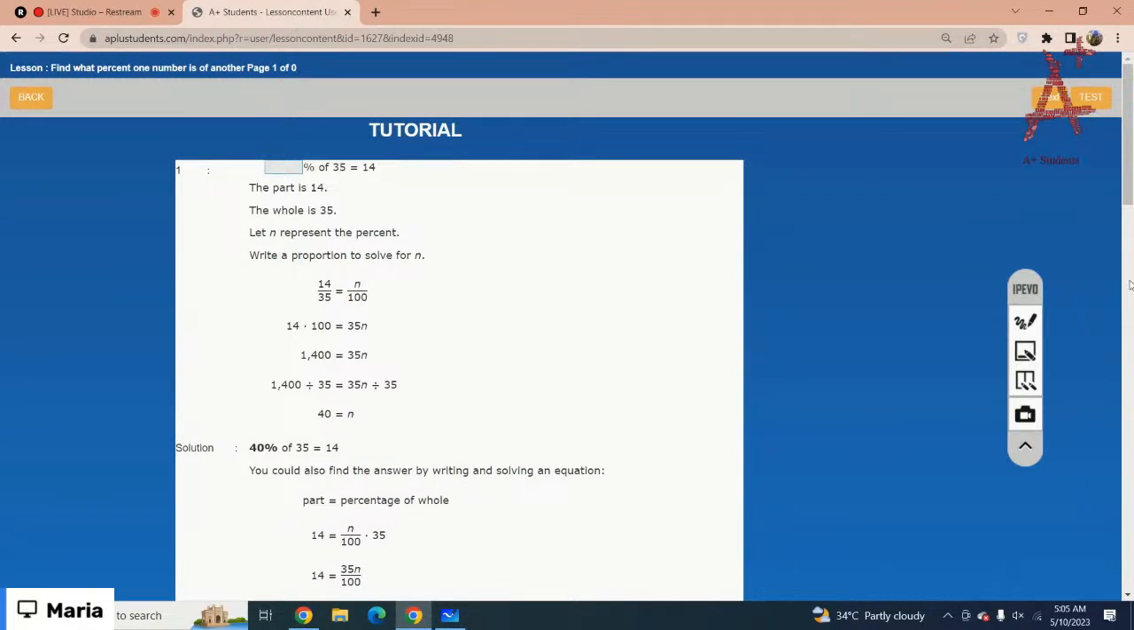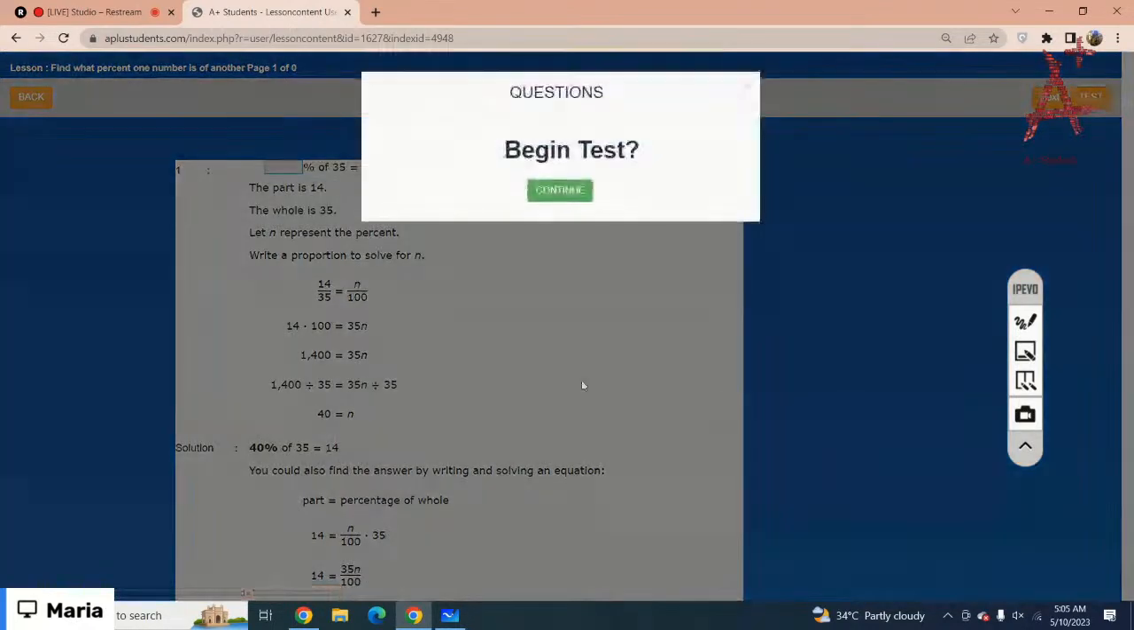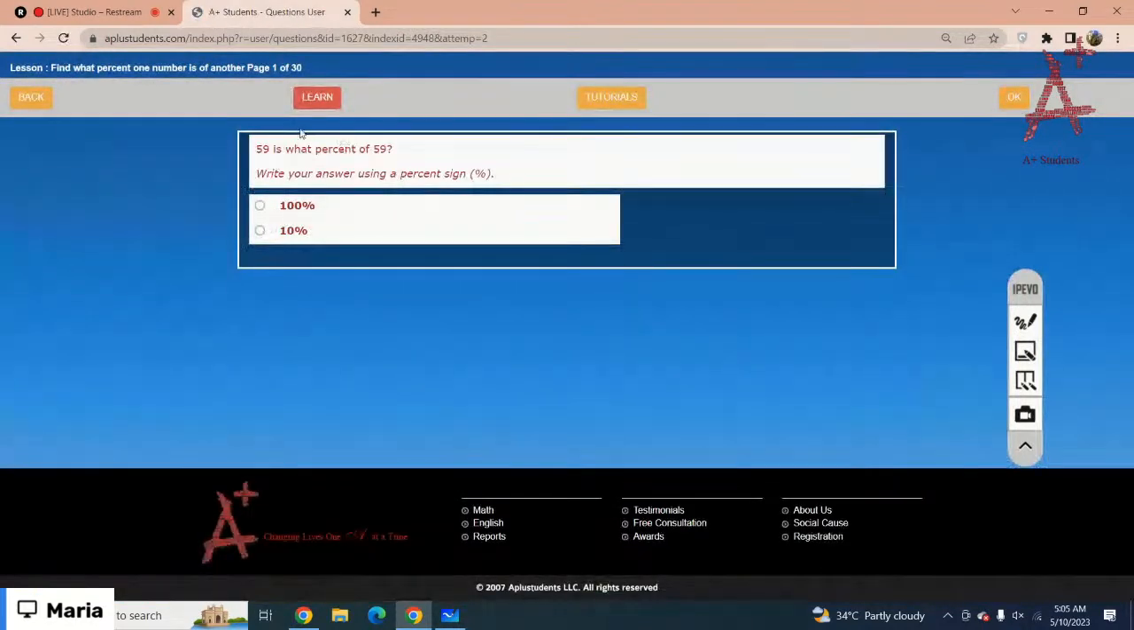Let's just start with the first question. 59 is what percent of 59? So whole is 59 and part is also 59. 59 is a complete part of 59. That means it would be 100%. You can solve this by forming a proportion, but logically 59 is 100% of 59.